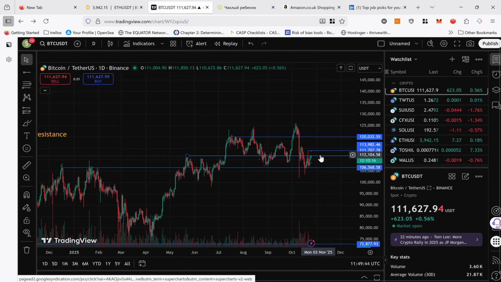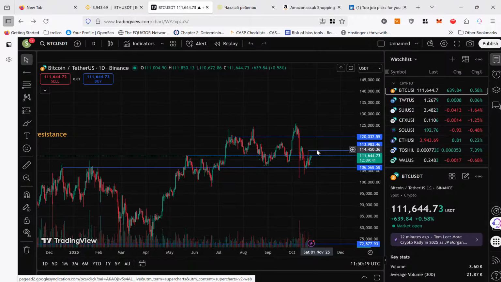If it doesn't break the resistance level here at 111 and starts bouncing off down, then it may go all the way down to 106. Then we'll wait to see whether it's going to bounce off up again or break down. If it can't keep its level at 106, the chances are it will go down to 95, 96. So I'm trying to highlight the region where the market is ranging at the moment. It's a bit of a 50-50.